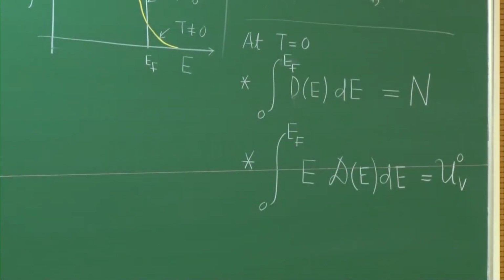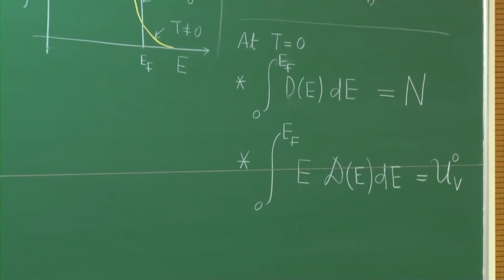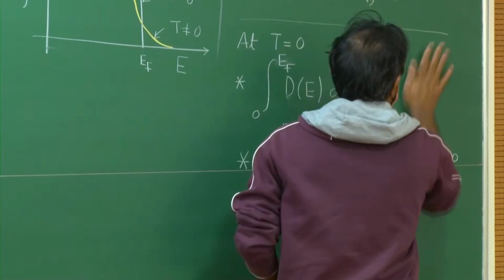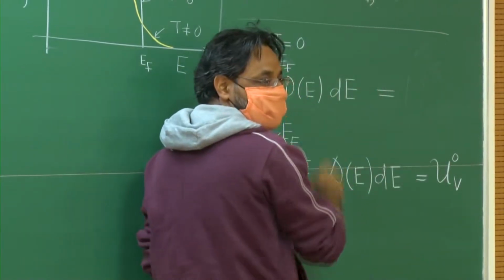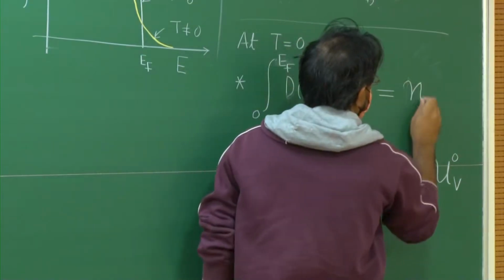Sorry? The first integral should be n, small n. You're right. It should be small n. Absolutely correct. Why? Because the way we have defined density of states is per unit volume.